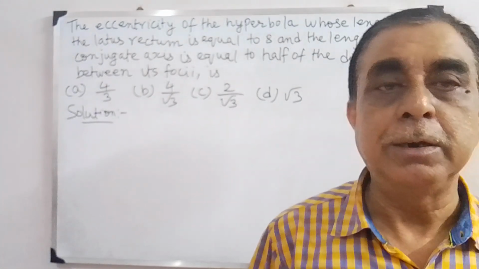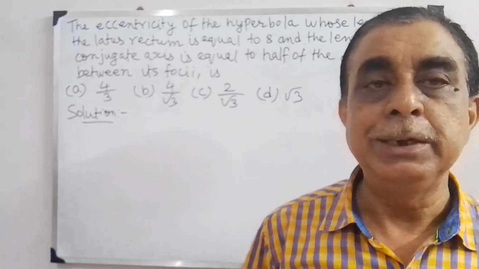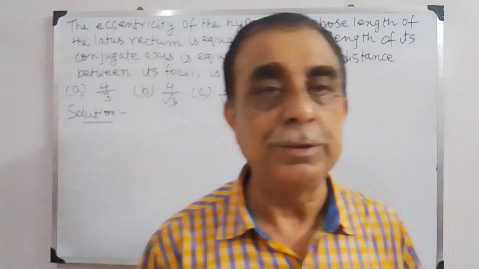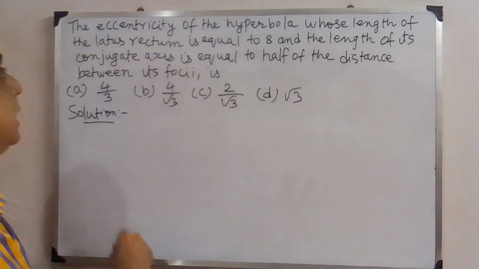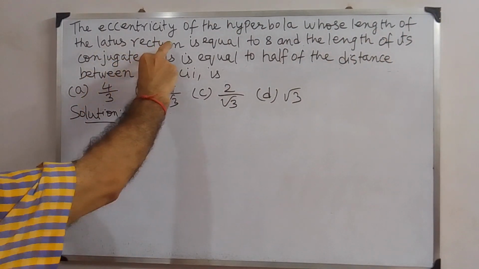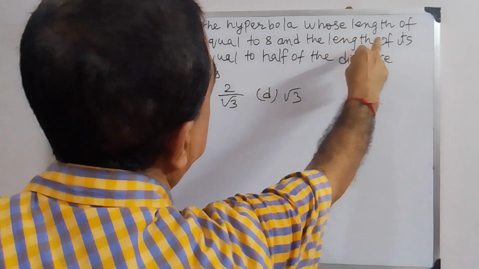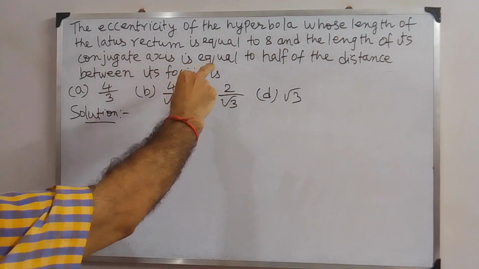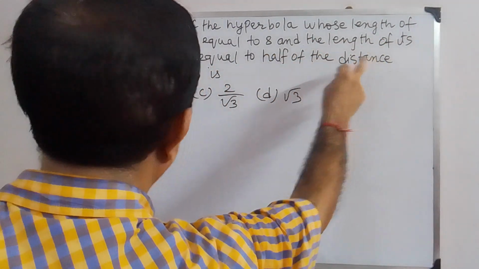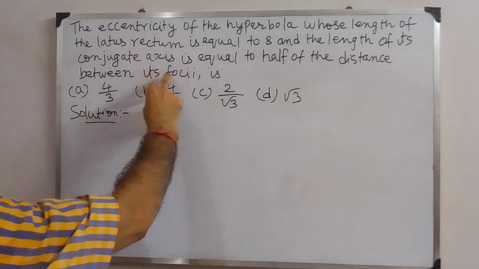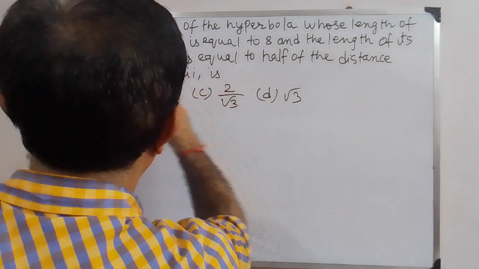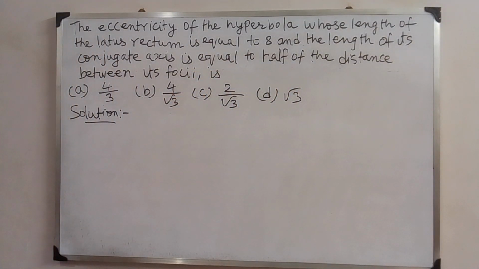Today we are doing a sum from JEE Mains 2016. The sum reads like this. The eccentricity of the hyperbola whose length of the latus rectum is equal to 8 and the length of its conjugate axis is equal to half of the distance between its foci.